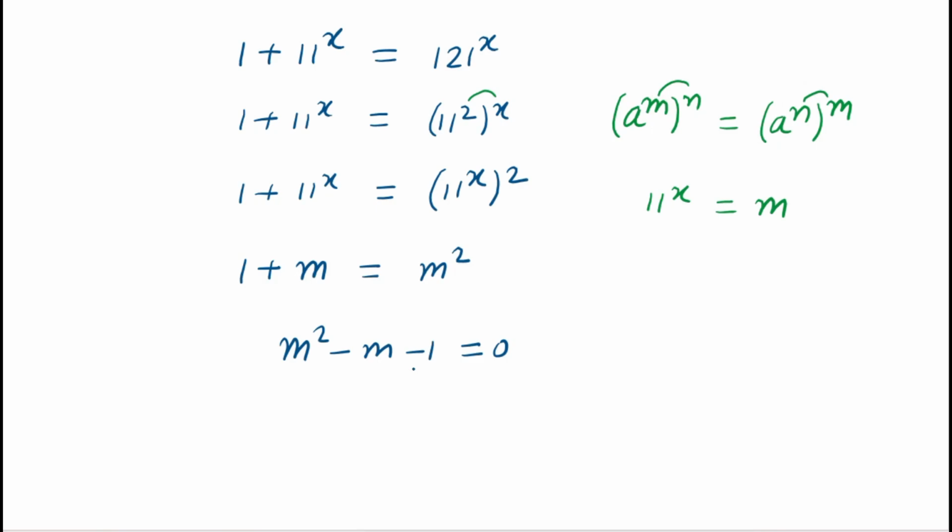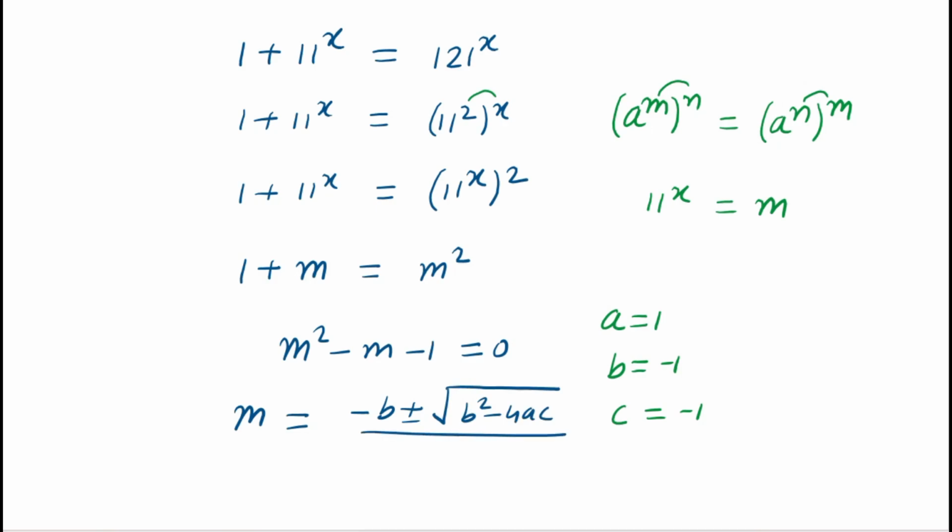Here we have a quadratic equation in terms of m, and this quadratic equation is not factorizable. Here we will apply the quadratic formula. The coefficient of m² is a = 1, the coefficient of m is b = -1, and the constant term is c = -1. In the quadratic formula x = (-b ± √(b² - 4ac))/2a, but here the variable is m, so m = (-b ± √(b² - 4ac))/(2a).